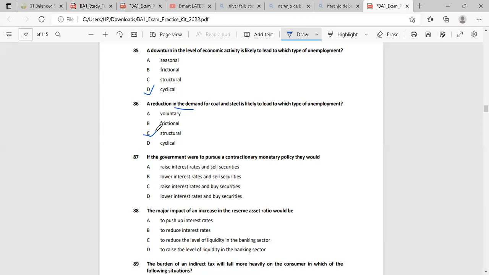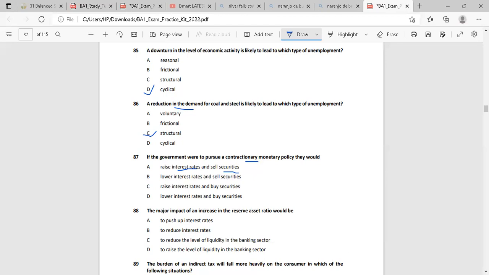If the government were to pursue a contractionary monetary policy, contraction means reduction, a reduction in the level of activity will happen. So we see it is about the interest rates and selling the securities. Contractionary monetary policy talks about controlling the flow of money into the economy, to curb the cash flows that are available in the economy.